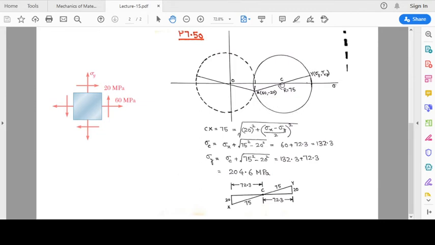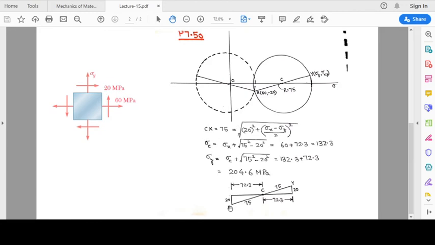We can draw the circle on the right of point x, or on the left of point x. The circle on the left of point x will have sigma y less than sigma x, and the circle on the right of point x will have sigma y greater than sigma x. Since we have to find the greater value, we consider the circle which is on the right of this point x.